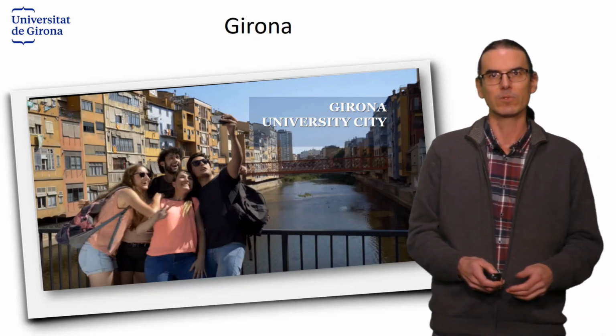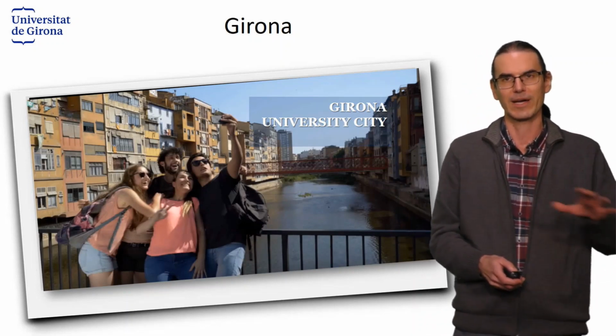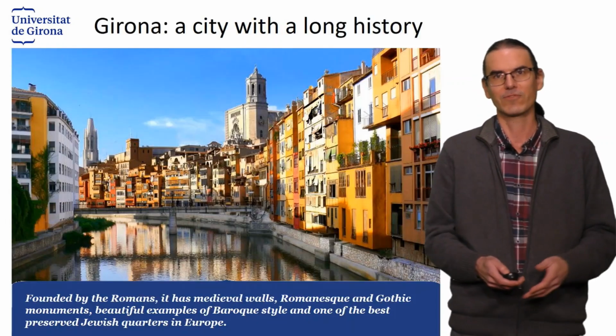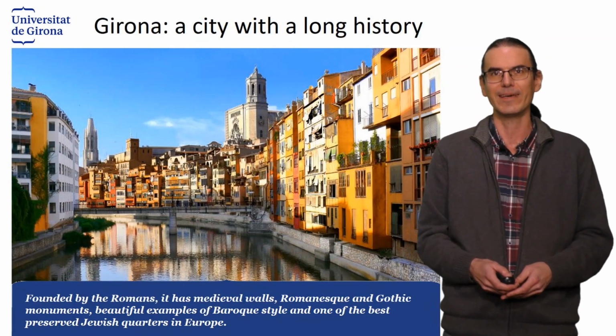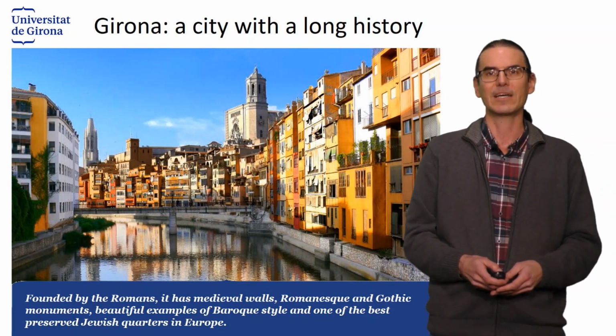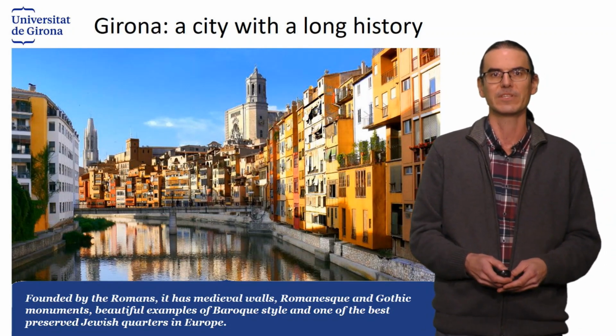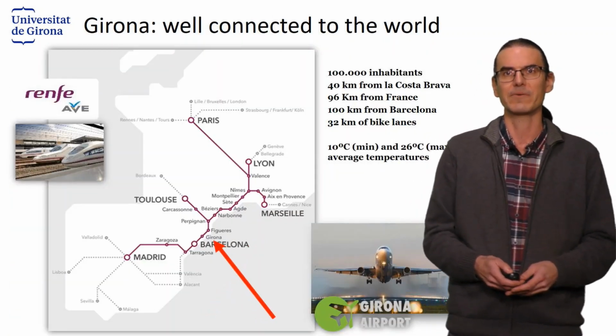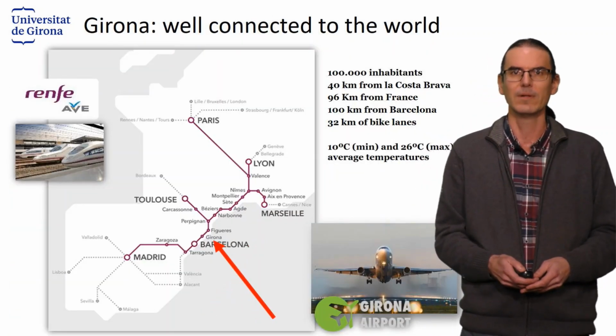Girona is known to be a university city because it actually has 3 different campuses spread inside the city. And of course, Girona is a very nice city with a long history, and is actually known to be one of the best preserved Jewish quarters in Europe. Girona has around 100,000 people.